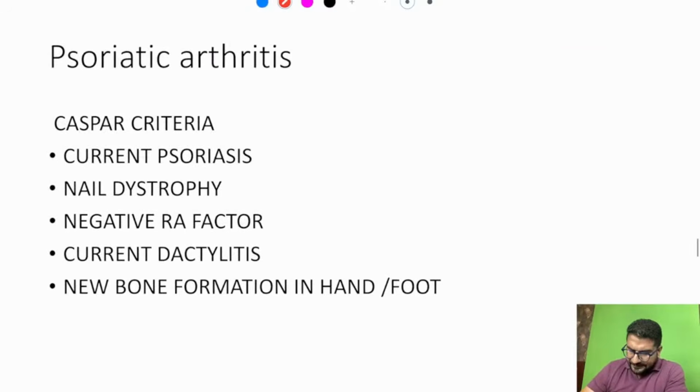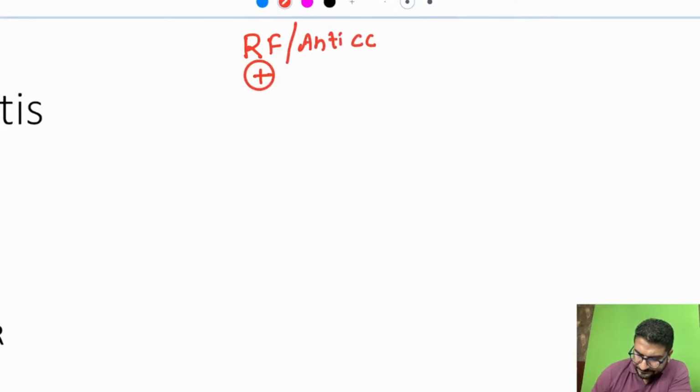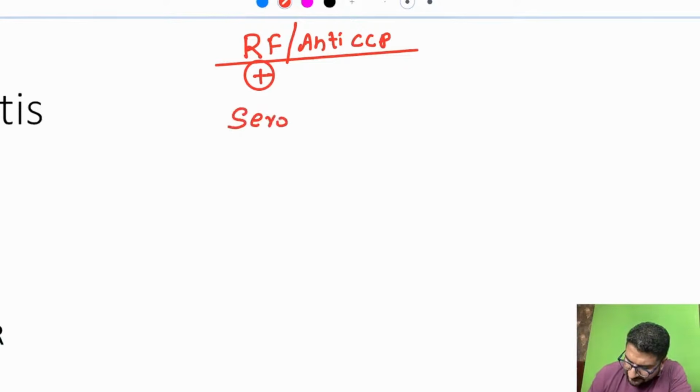Okay, moving to the next condition, we call it psoriatic arthritis. तो पहले इसको ज़रा समझो, just try to understand this thing. Suppose in any arthritis rheumatoid factor is positive, or rheumatoid factor positive नहीं है तो anti-CCP positive है. तो इन दोनों में से कुछ भी पॉजिटिव अगर हो, rheumatoid factor or anti-CCP, CCP means anti-cyclic citrullinated peptide, if this is positive, then this type of arthritis is called seropositive arthritis.